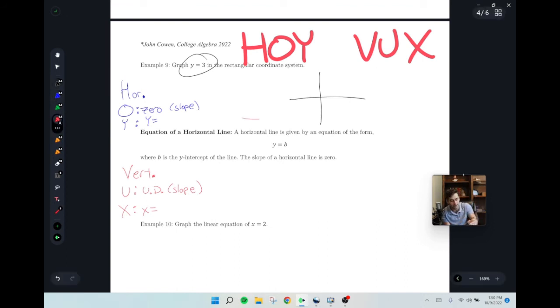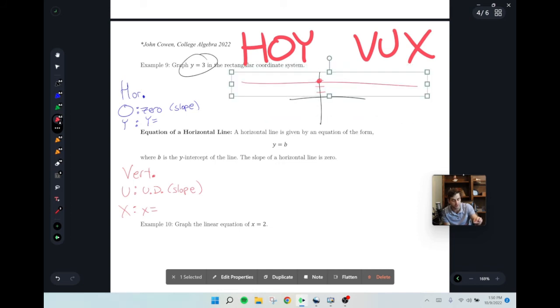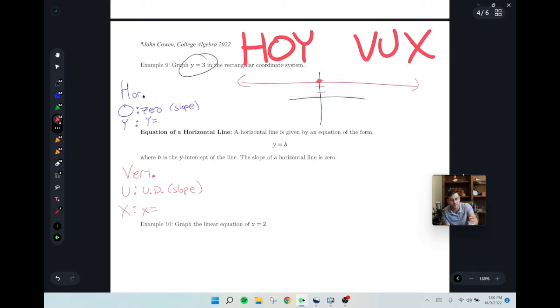So I can just draw my horizontal line and say, where do I got to put that line at? 1, 2, 3. Right there because we have a number equals 3. Just place that horizontal line right at 3. Draw your arrows and you're good to go. And that's what hoy vux helps you do, is just look at it right away and know which one's which.